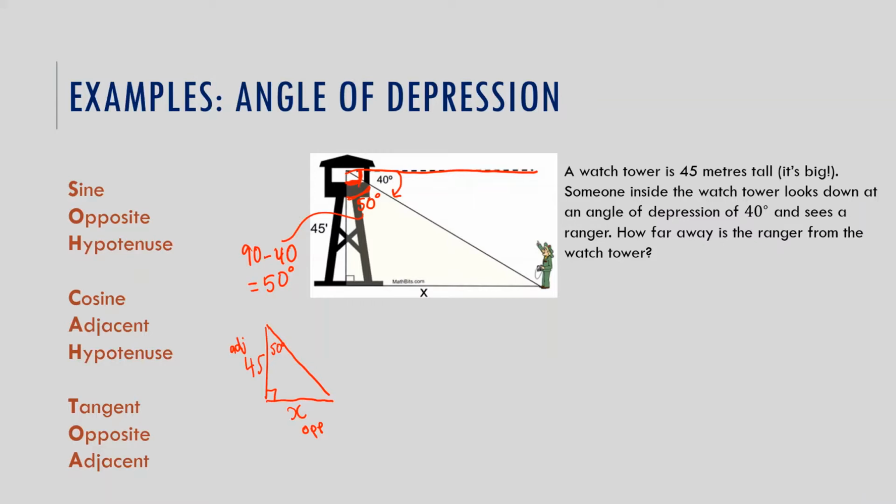So in this one, again, we're going to use tan because we don't have the hypotenuse. So I'm going to have tan of 50 is equal to my opposite, which is X, over my adjacent, which is my 45. So then overall, I have X is equal to 45 times tan of 50. I get 53.63. So in summary, the ranger is 53.63 meters away from the watchtower.